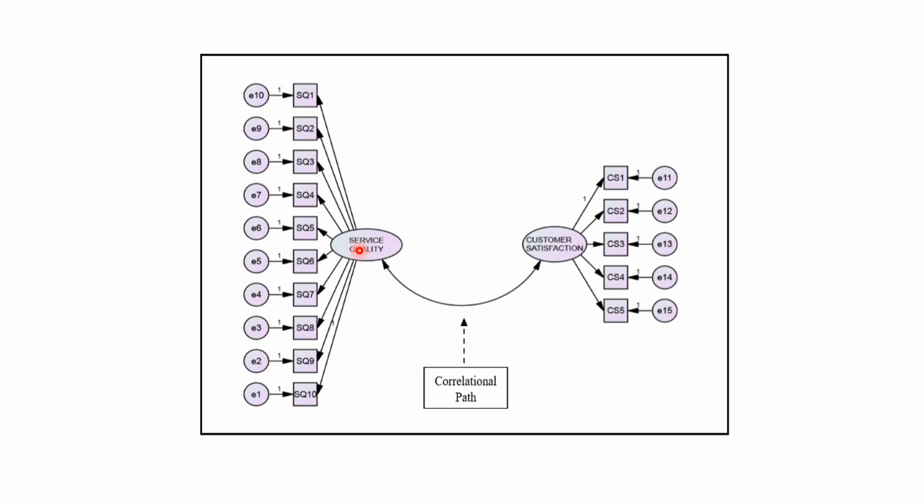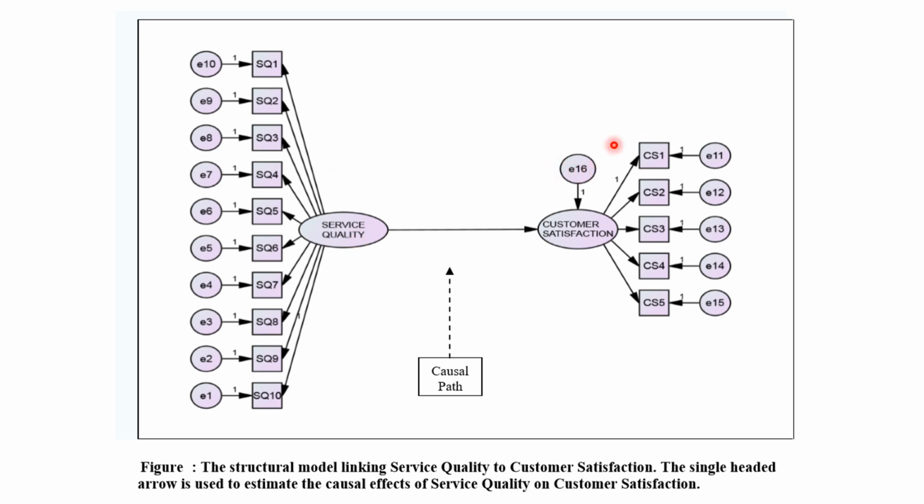Now you can take this one step ahead. A CFA is a precursor, like EFA. CFA is also a precursor to some other analysis, and that analysis usually is structural equation modeling. This is an example of a structural equation model. As you can see, the curved bi-headed arrow has been replaced by a single-headed straight arrow, which depicts the causal path that service quality has an impact on customer satisfaction. You can relate it with the example that we're taking up. Advertising impacts the sales. Similarly, service quality impacts customer satisfaction.